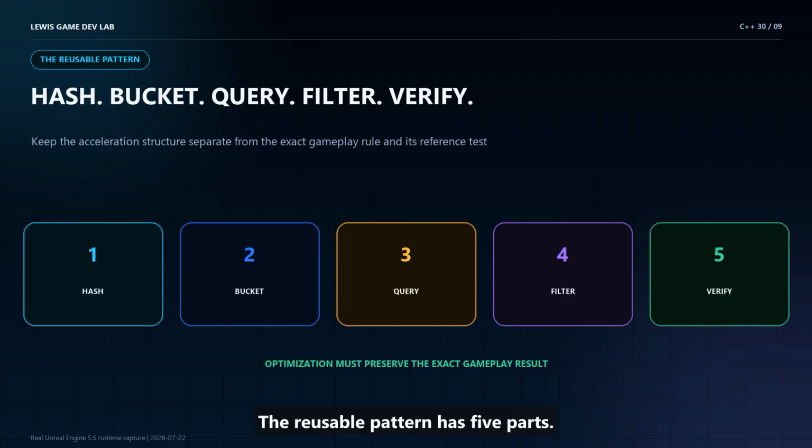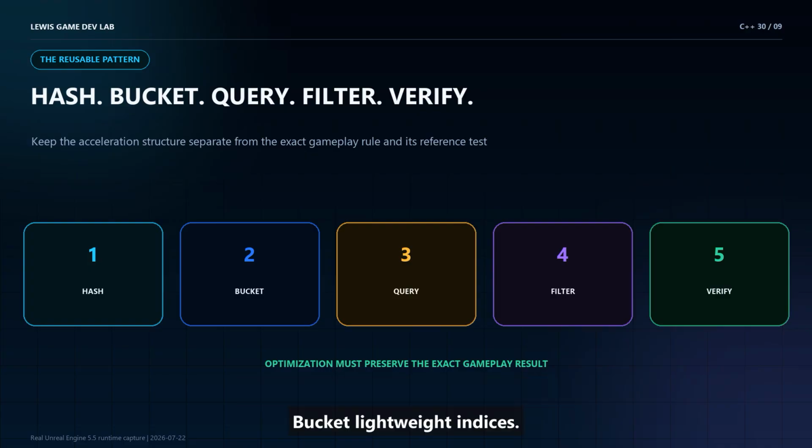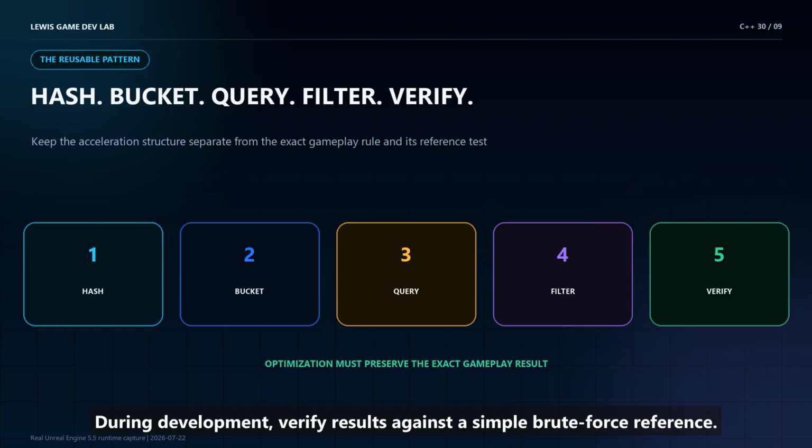The reusable pattern has 5 parts. Hash each position into an integer cell. Bucket lightweight indices. Query only cells that overlap the search radius. Filter candidates with the exact gameplay condition. During development, verify results against a simple brute force reference.